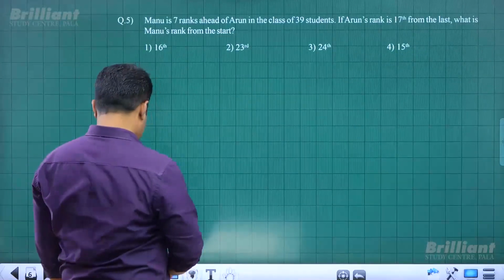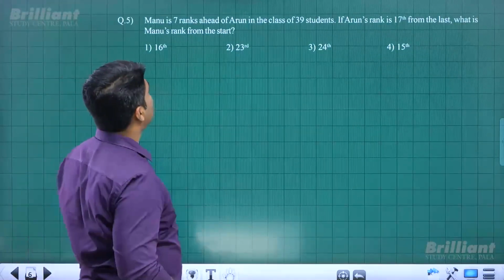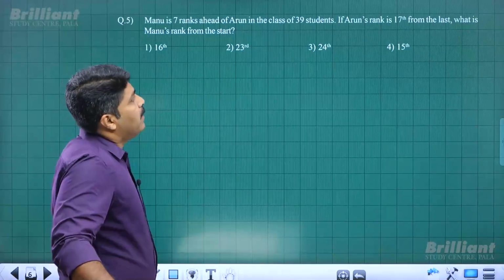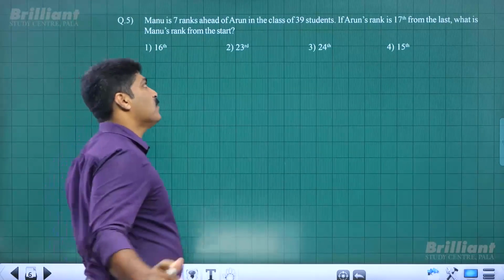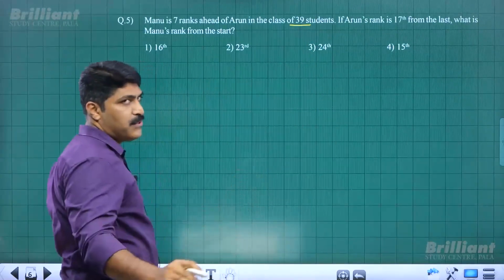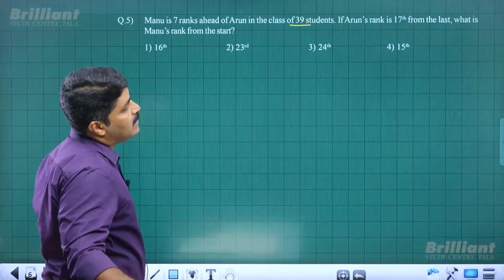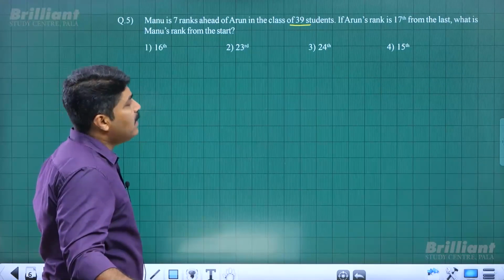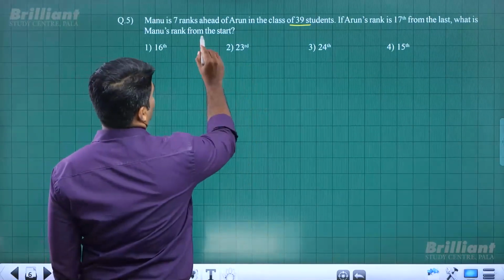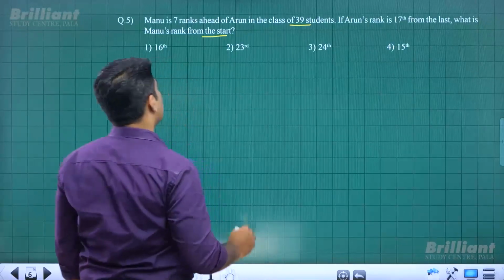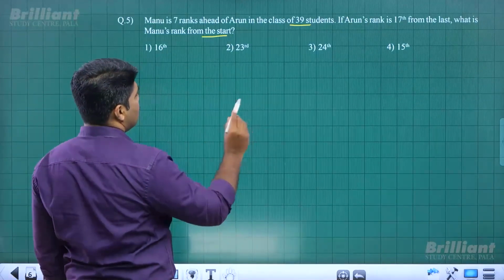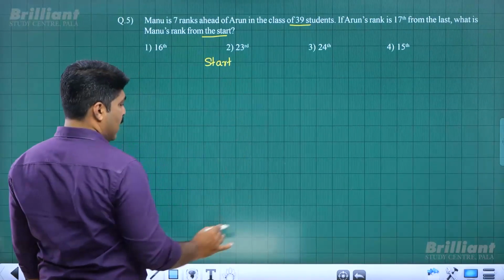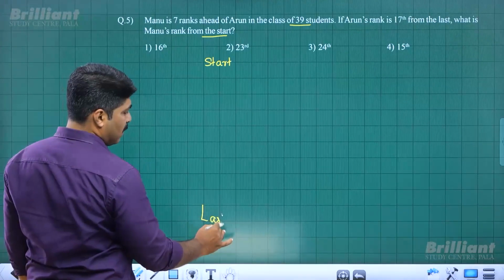So move to the next question. That's a ranking type question. Manu is 7 ranks ahead of Arun in a class of 39 students. So there are a total of 39 students in this class. If Arun's rank is 17 from the last, what is Manu's rank from the start? We have to find it from the start. Here we consider the arrangement like this, with the start on one side and the last on the other.